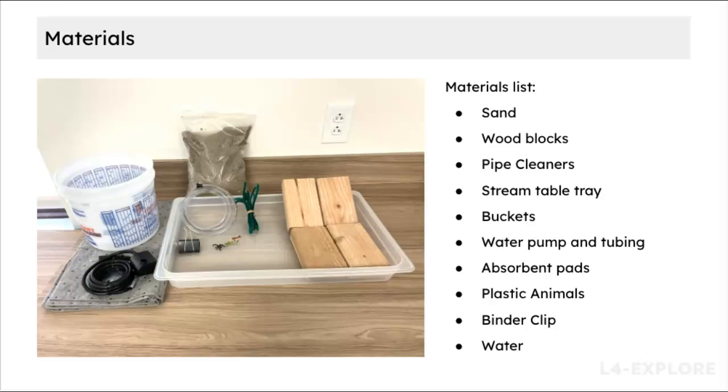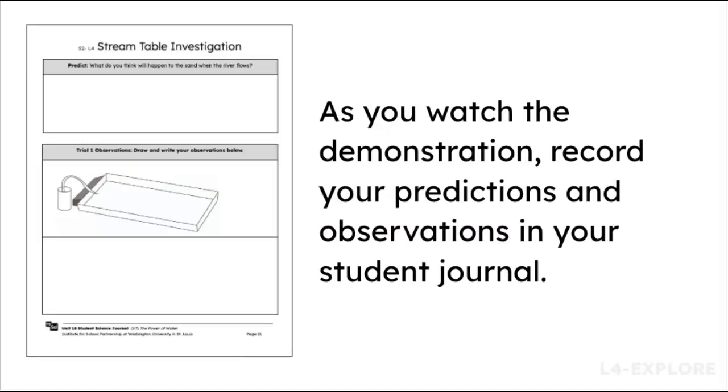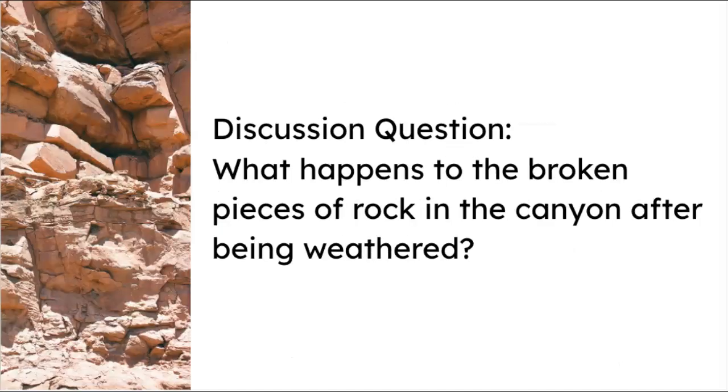For the second Explore portion, you'll prepare the setup for the stream table erosion model and review the demonstration procedures and questions. The detailed procedure for this activity can be found in the teacher guide, and there is a teacher tutorial showing the setup. You'll gather the class around and carry out the erosion demonstration. You'll use the procedure and guiding questions found in the Lesson 4 Teacher Demonstration Stream Table Investigation. You'll have students use the Stream Table Investigation student journal pages to record their data and make predictions during the demonstration.